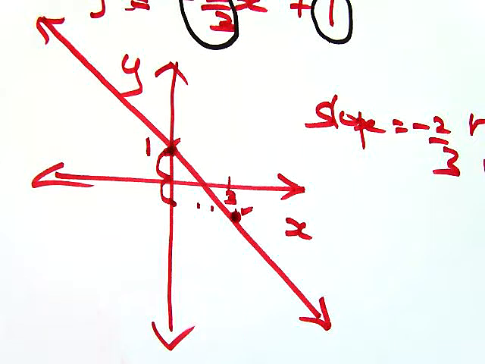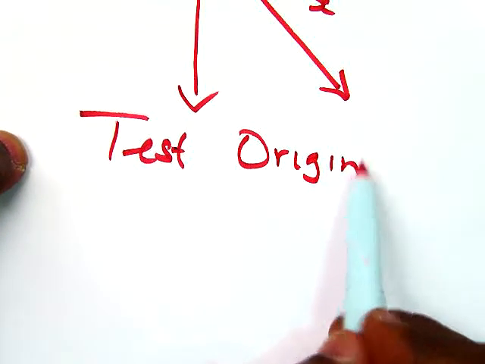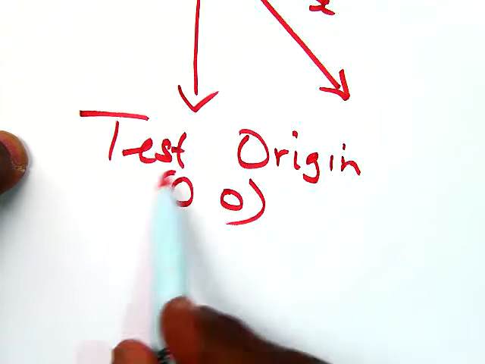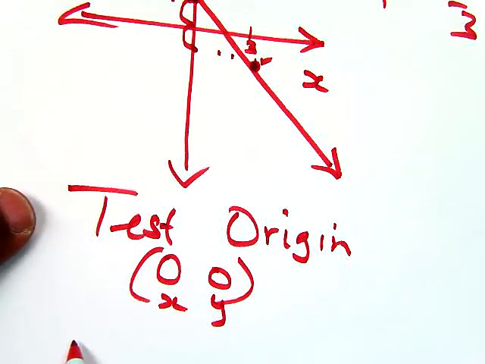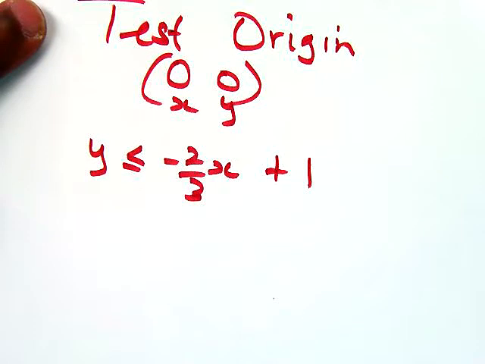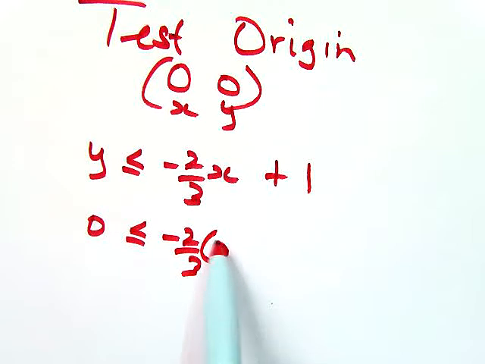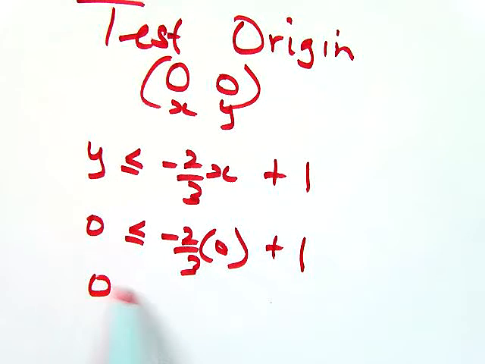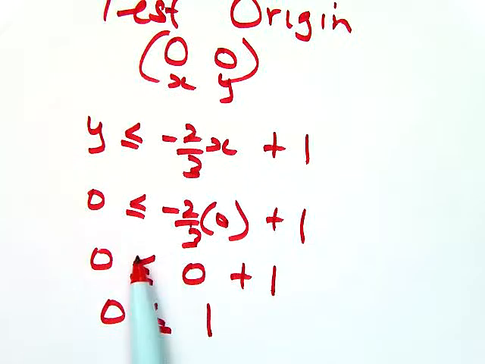But just to make sure, let's again test the origin. What do we mean by that? We're going to plug in x equals 0 and y equals 0 into the inequality and see what happens. So I have y is less than or equal to negative 2/3 x plus 1, y is 0, and I'm going to replace x with 0, plus 1. So I have 0 less than or equal to 0 plus 1. So I have 0, and 0 plus 1 is 1. So now I end up with 0 is less than 1.